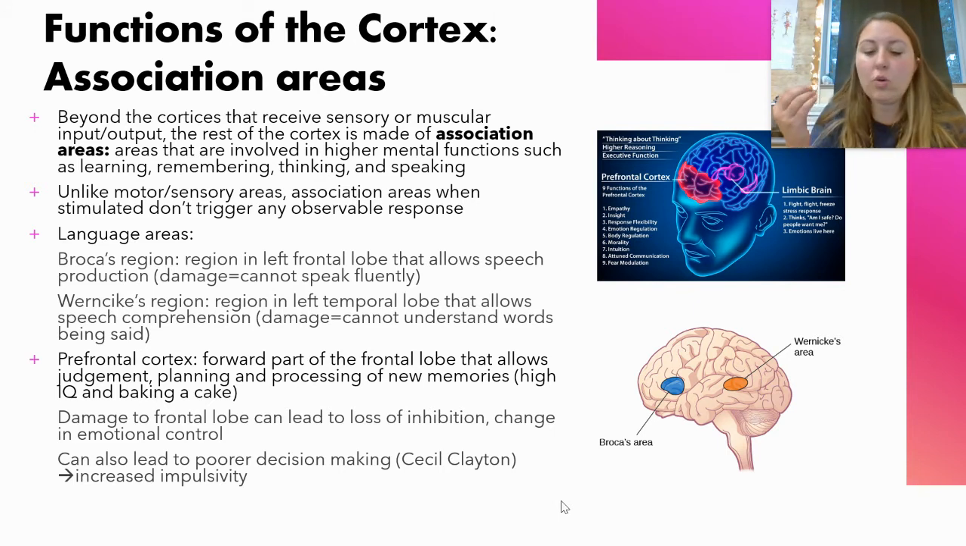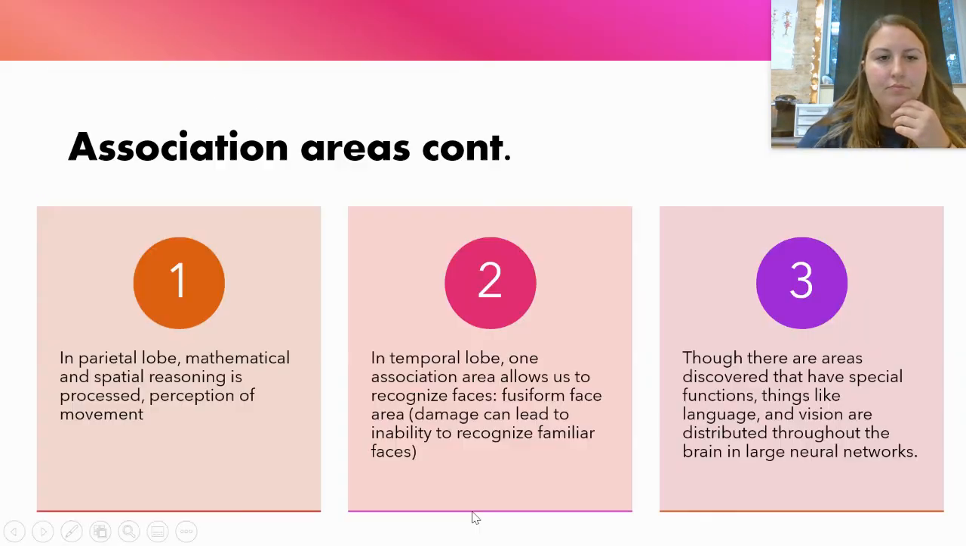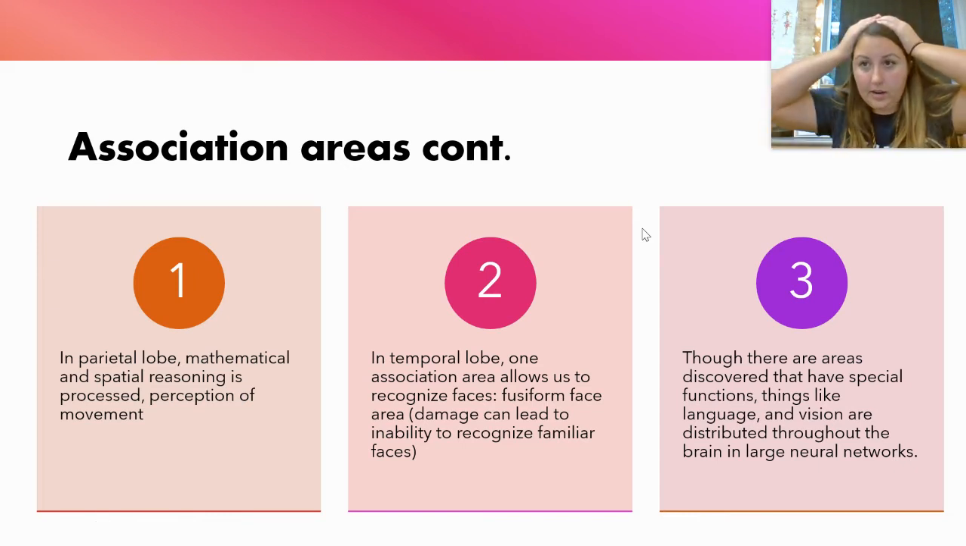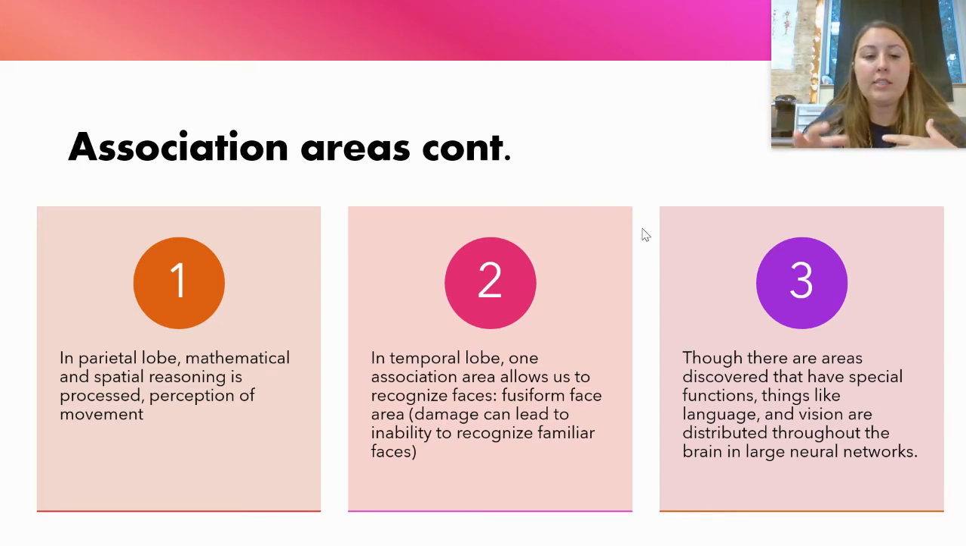So, yeah, the prefrontal cortex is for those bigger decision making skills, planning, thinking about consequences, all of that. Okay, now in the parietal lobe, remember that's right here. Our frontal lobes are here, our parietal lobes right here. In our parietal lobe, there are also areas that are responsible for mathematical and spatial reasoning, as well as the perception of movement. So, for example, big brain Albert Einstein, in fact, didn't have a big brain overall, but his parietal lobe was very large in comparison to other people's brains.